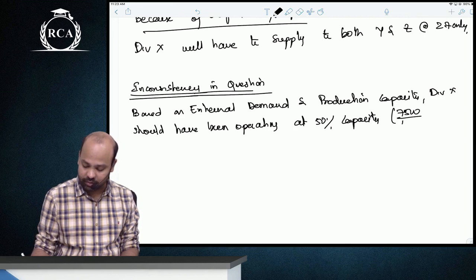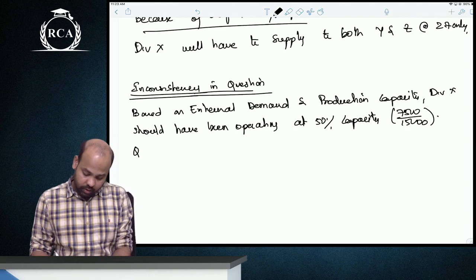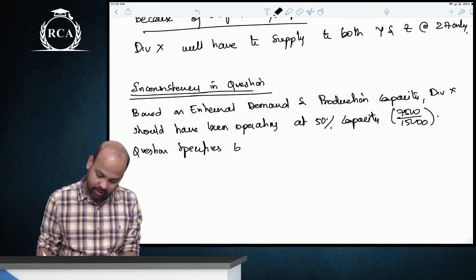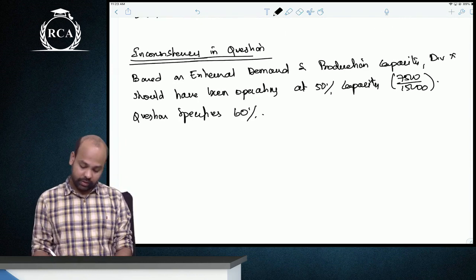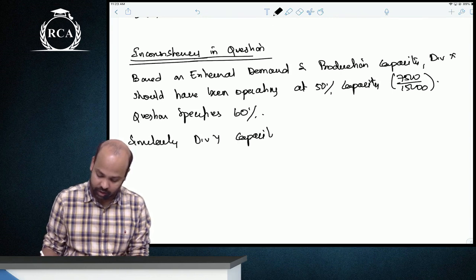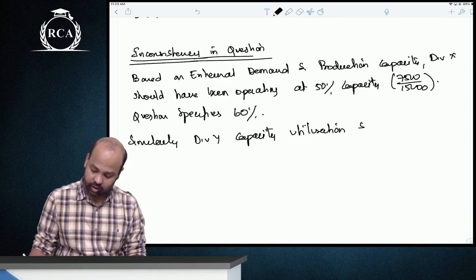7,500 divided by 15,000 units. But what is specified in the question? The question specifies 60%. We will take 60%. Likewise, if you talk about division Y, its capacity utilization should have been 100%.